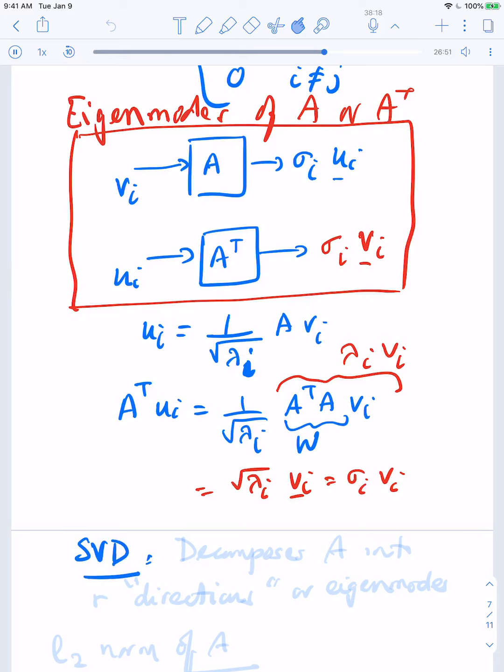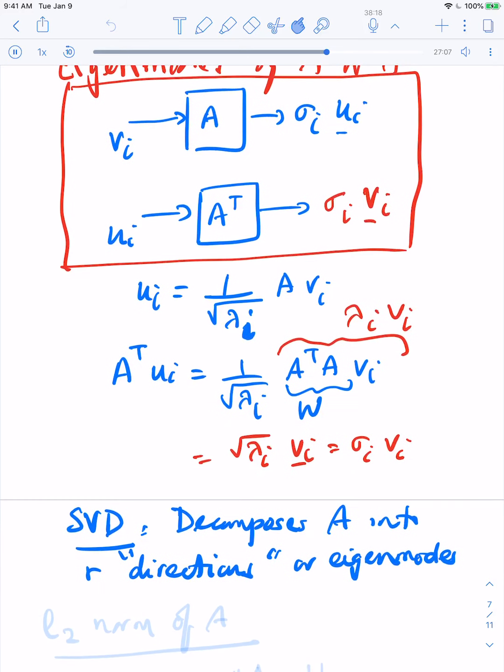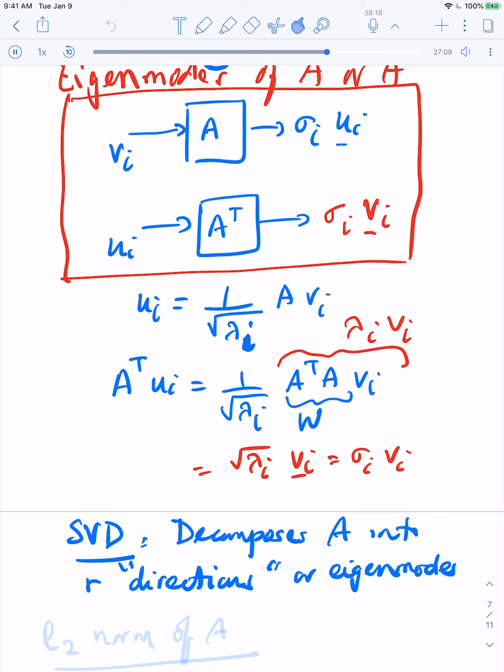SVD decomposes A into R directions or eigenmodes, and I can have exactly the same kind of definitions for norm as I had for vectors. So that's the key idea here.